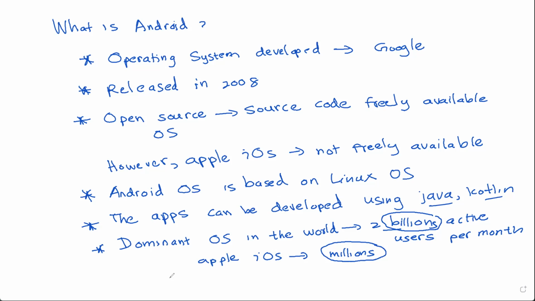When we talk about the usage of these apps in the Google Play Store, where we can find the Android applications, it is said that there are about 2.9 million apps available in the Google Play Store. That is a huge amount, right?